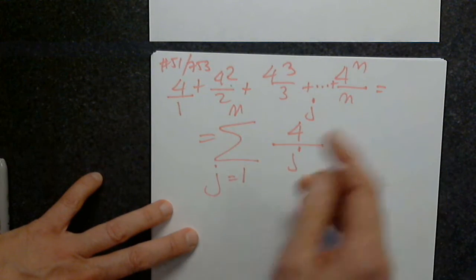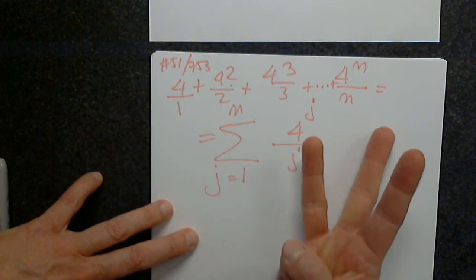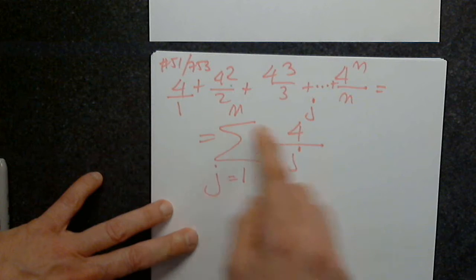Let's see how we get those terms. When j is 1, I get this first term. When j is 2, I get this second term. When j is 3, I get this one. And finally, when j is n, I get this one.